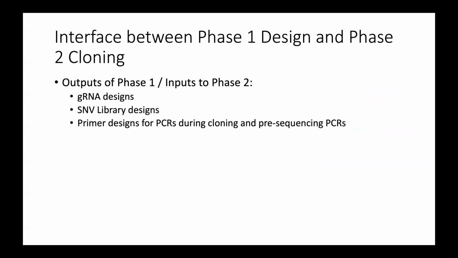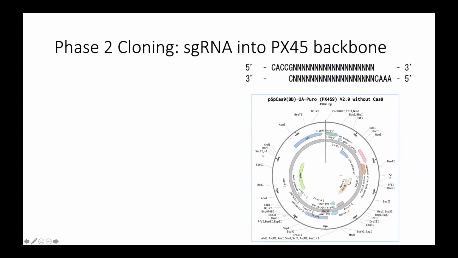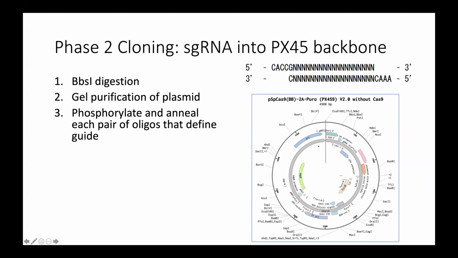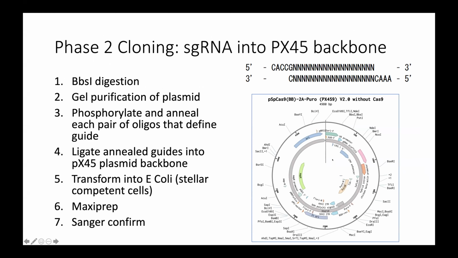Now, at the end of phase 1 design, we have the outputs of the guide RNA design, the library design, and primer design. And now we're going into the cloning. So the guide RNA cloning is very standard. There's a digestion of our plasmid, and a gel purification of the plasmid. We then phosphorylate and anneal the oligos that we order. They get ligated into the backbone of this plasmid. We transform them, we maxi them, we Sanger them.